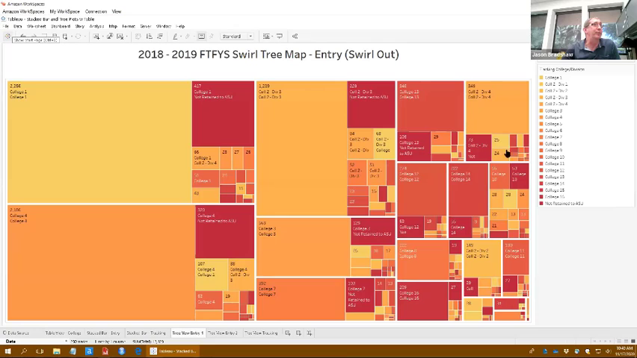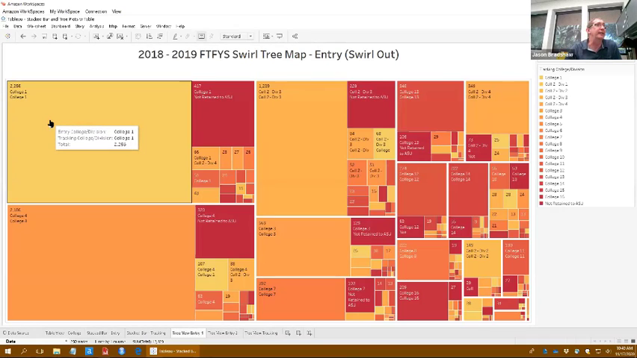So for example, here's college 1. Sorry, I lost my mouse. Here's college 1, and so you can see college 1. This is the entry college, so this is based on the entry college. And this is college 1, and then the number of the students who stayed in college 1.